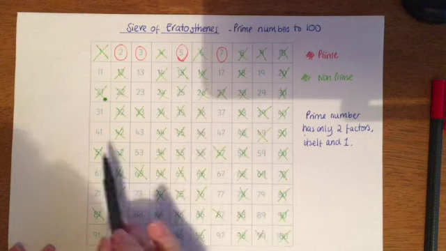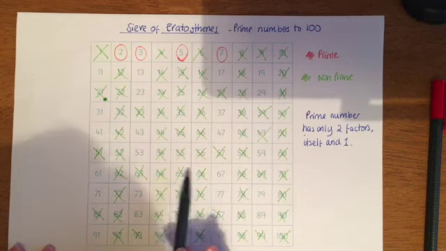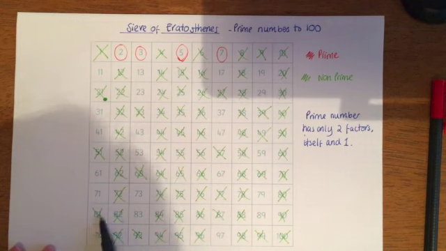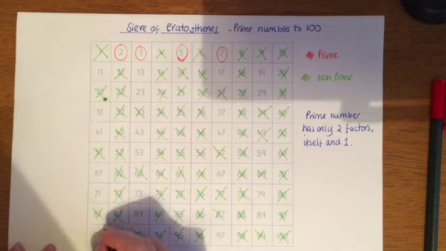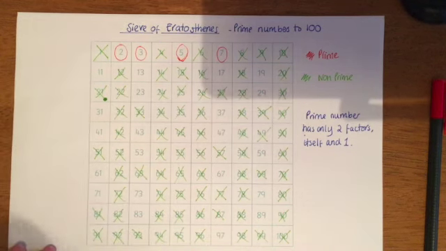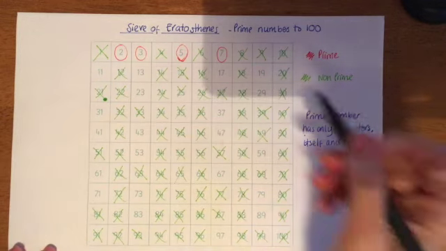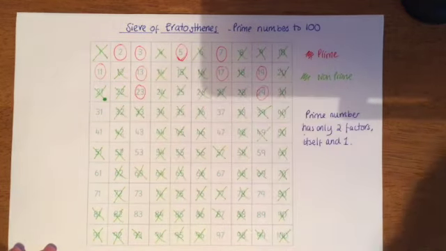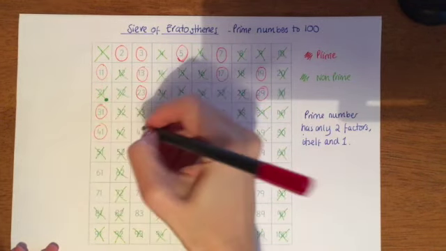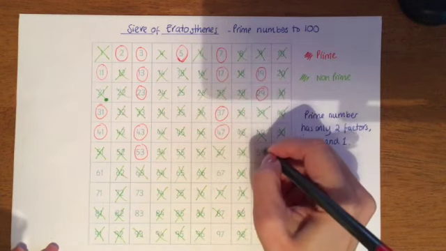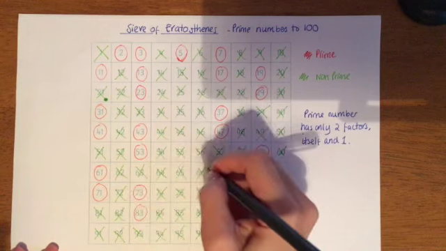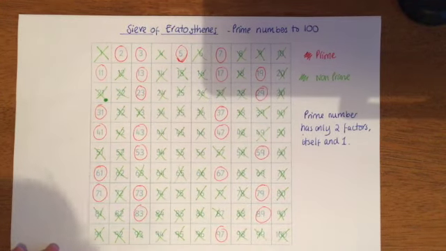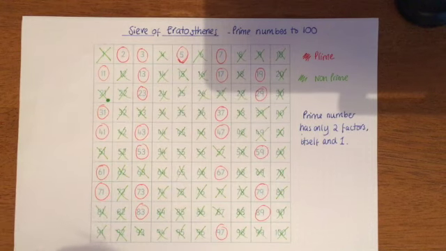There's 1. 1, 2, 3, 4, 5, 6, 7. I think those are the only two. Oh, no, there's another one. So that's it. Okay, so now every other number that's left in your grid is a prime number. So let's go into speed mode and circle them all up. Okay, so that's the prime numbers to 100.